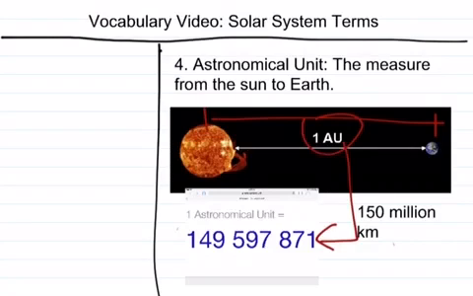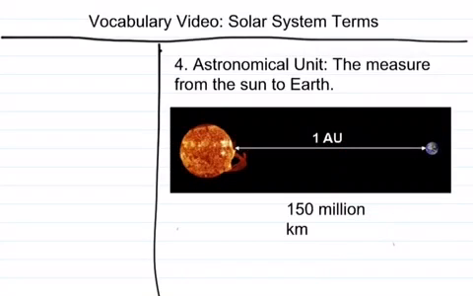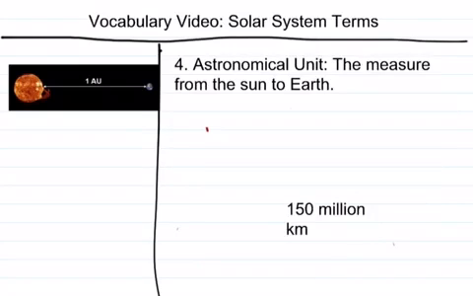All right, go ahead and come up with an original sentence for astronomical unit, and then draw your picture, which would be this picture here. Again, it doesn't have to be perfectly to scale, but just label it so you kind of start really understanding the term astronomical unit.